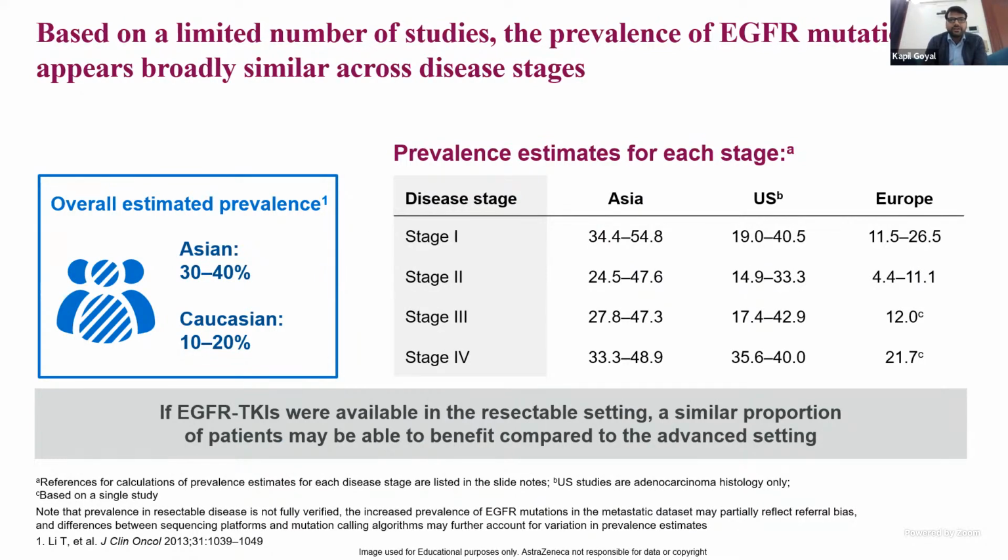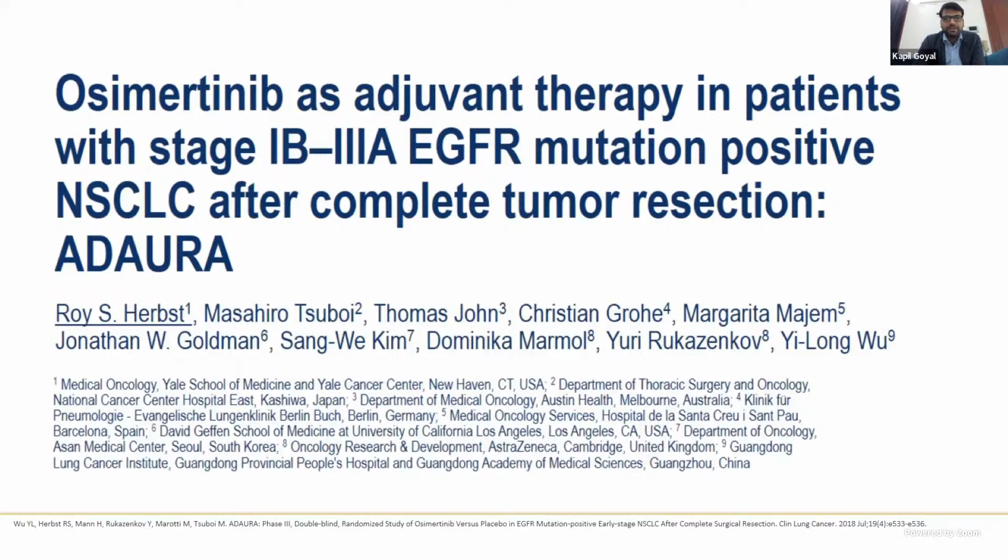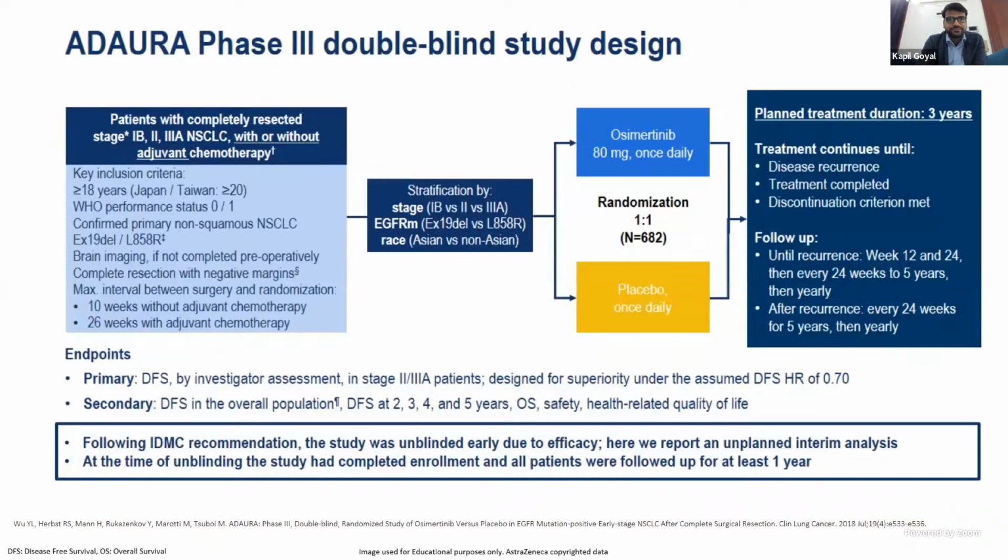Based on a limited number of studies, we know the prevalence of EGFR mutation is almost similar in all stages. Taking data from the US and Europe, approximately 20% of patients have EGFR mutation, while in Asia the number is much larger, and across all stages approximately one-third of patients have EGFR mutated lung cancer. If EGFR TKIs were available in the resectable setting, a similar proportion of patients may be able to benefit compared to only the advanced setting. So keeping these things in mind, the ADAURA trial was designed with osimertinib as adjuvant therapy in patients with stage 1B to 3A EGFR mutation positive NSCLC after complete tumor resection.